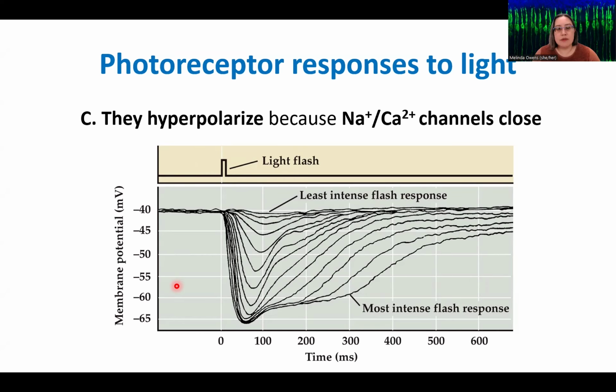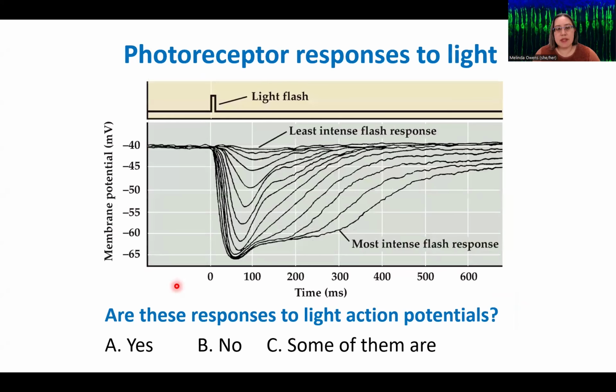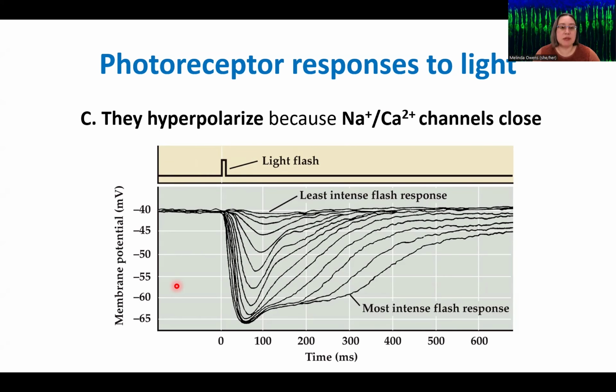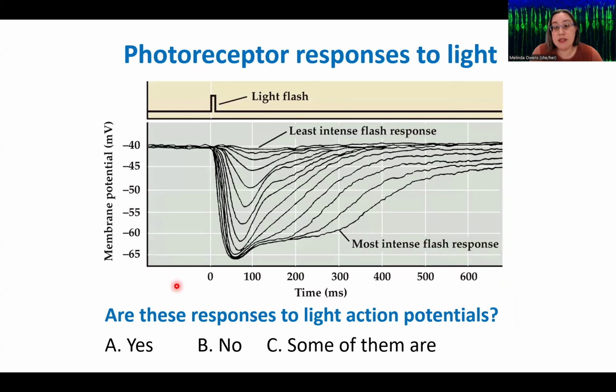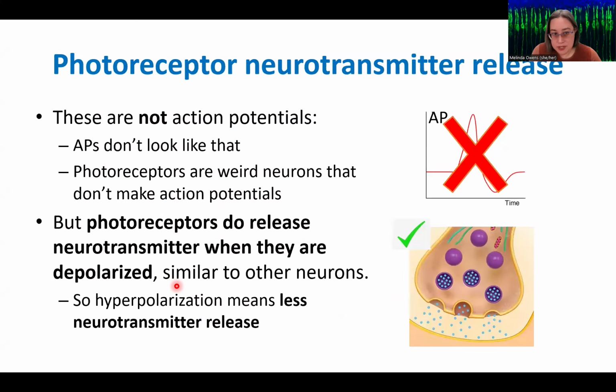You can also think of it in various ways, but actually before we talk about that, let's talk about this. Are these responses to light action potentials? No, you've seen action potentials. Action potentials don't look like that. And as I mentioned before, photoreceptors are these weird neurons that don't make action potentials. These are purely hyperpolarizing responses.